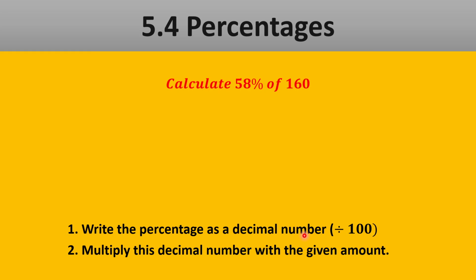Okay? So, if you get a question like this: calculate 58% of 160. Step 1. Write the percentage as a decimal number. That's the same as dividing it by 100, right? 58 out of 100. That's what percentage is. So 58% is the same as 58 divided by 100, or you can say 0.58. The second step is to multiply this decimal number with the given amount. What's the amount here? 160. So do it times 160.